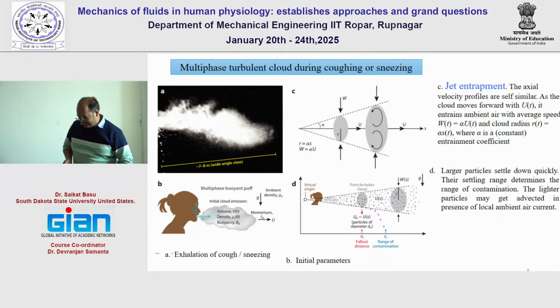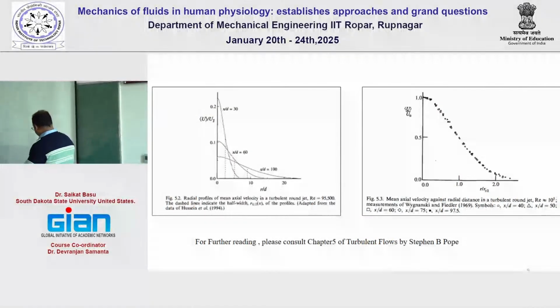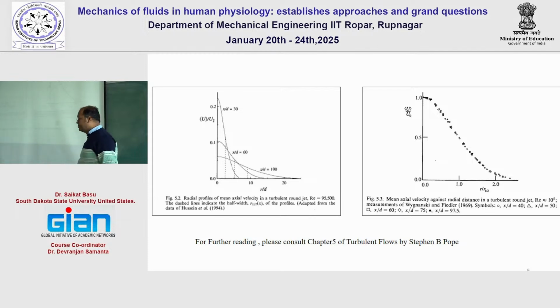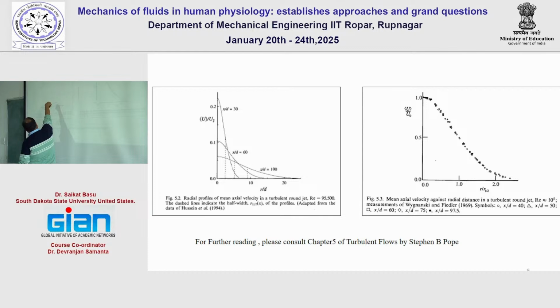Now, this sort of jet, as I said, this entrainment, is basically from Stephen Pope's chapter 5, about free shear layers, mostly turbulent jets. You can see here a velocity profile very near to the mouth, or in the context of biological systems, a point of acceleration. So this is x by d 30, this is x by d 60, which means it has progressed further. The maximum velocity has reduced and the width has increased. As it has crossed x by d 100, the maximum axial velocity has decreased, but the width has increased accordingly.